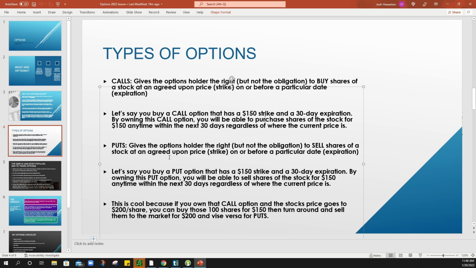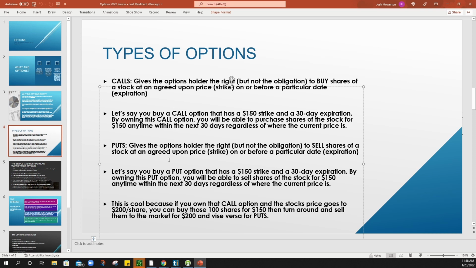And it's the complete opposite with puts. So the puts give the options holder the right, but not the obligation, to sell shares of a stock at an agreed upon price. Again, that's your strike, on or before a particular date. So let's say you buy a put option that has a $150 strike and a 30-day expiration. By owning this put option, you would be able to sell shares of the stock for $150 at any point in time within the next 30 days, regardless of where the current price is. That's pretty cool, huh? I think that's pretty cool.